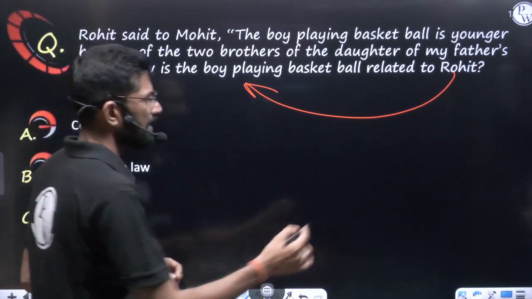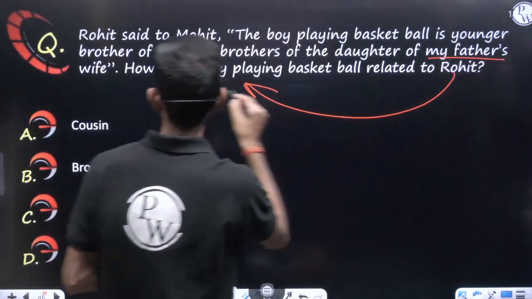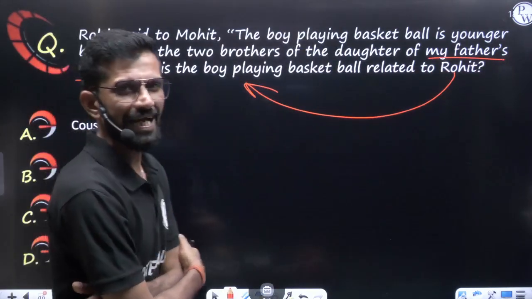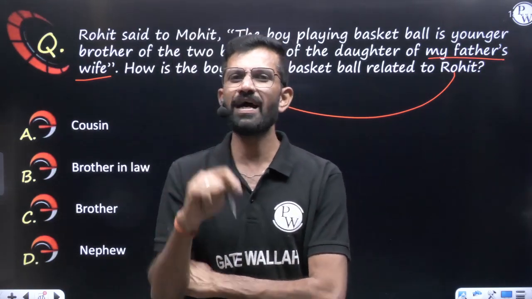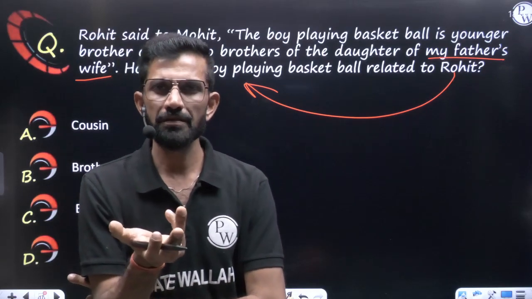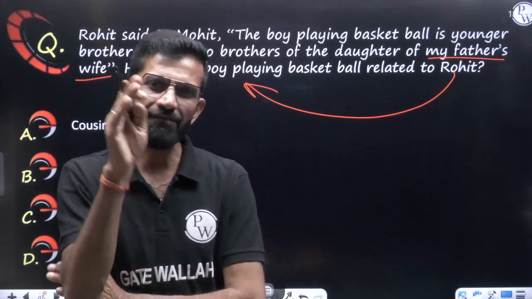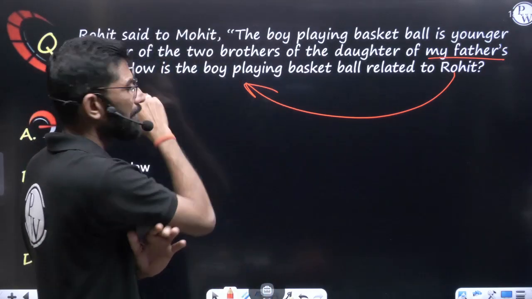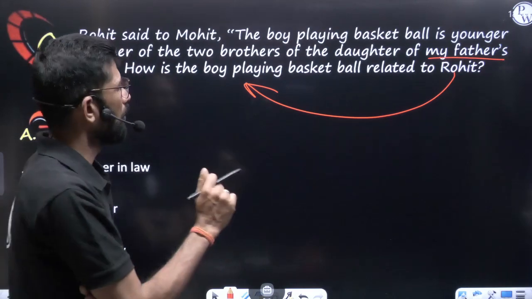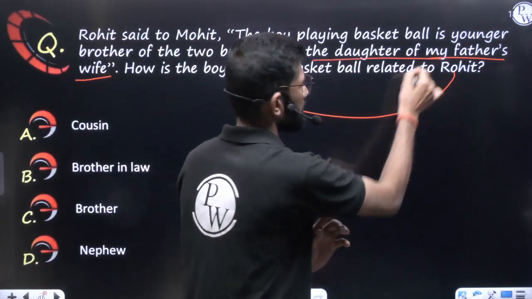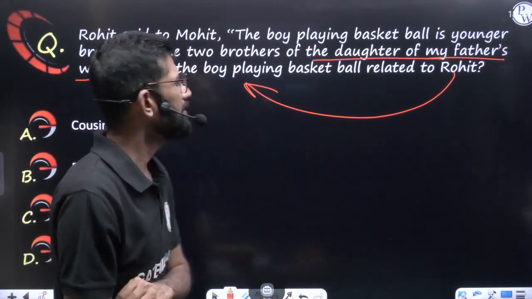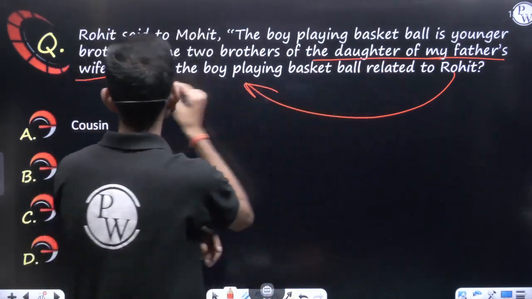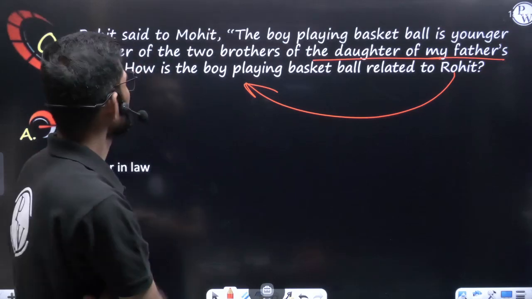Come on, tell me, my father's wife, for this part, what I can say directly with one word. My father's wife is actually my mother. So instead of saying my father's wife, this underlined part I can call as my mother. Now, daughter of my mother is my sister. So for this complete underlined part, we've got my sister.